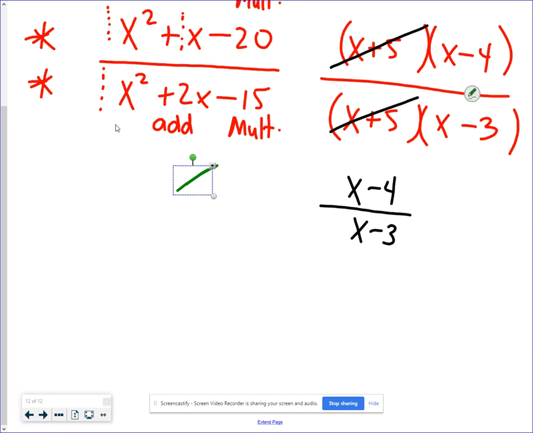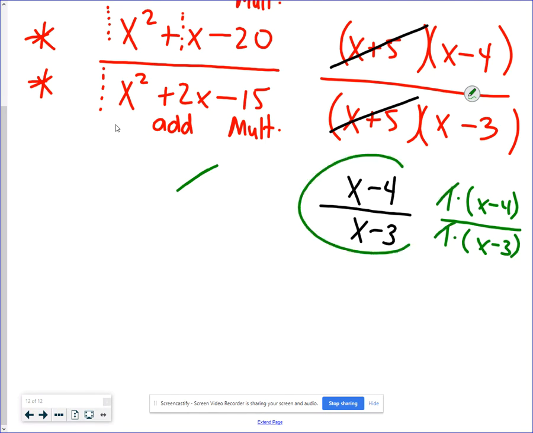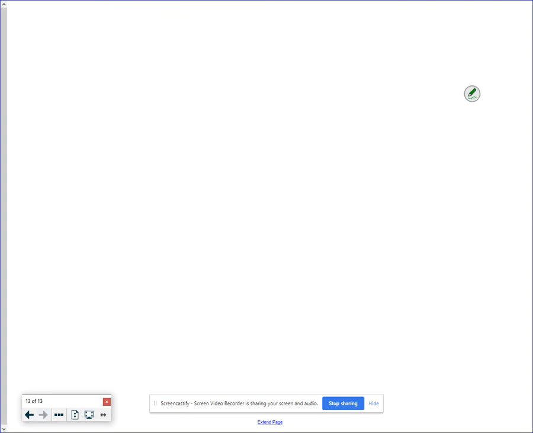Because if you were to factor the top, it would be 1 times the quantity x minus 4. And if you factor the bottom, it would be 1 times x minus 3. What factors do they have in common? Just 1. And you just end up with what you started with. So it's factored already. It can't be reduced any further. All right, let's try another one here.